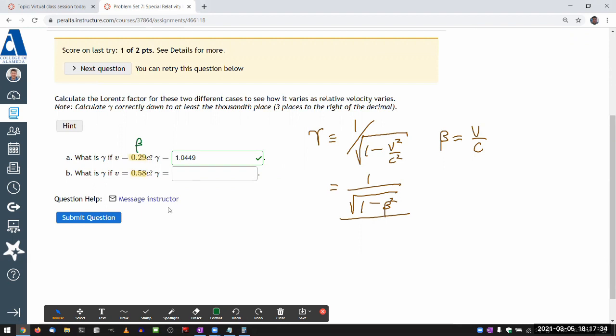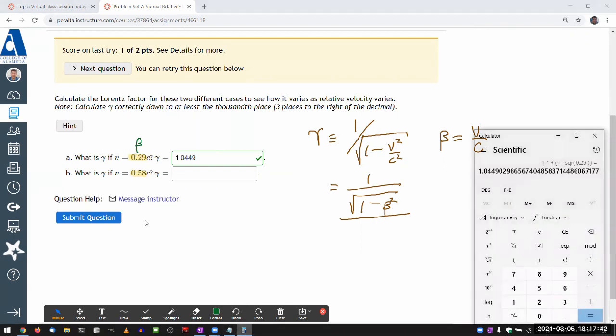So that's gamma. And let me just plug in beta equals 0.58. And there's a way these numbers are generated actually. One of them is generated randomly and the second number is generated to be twice the first number on purpose. So let me calculate that and let's see what we get. 1 divided by, and let me do the thing under the square root first, 1 minus beta, 0.58, squared. Close the parenthesis and then do the square root, equals 1.2276.